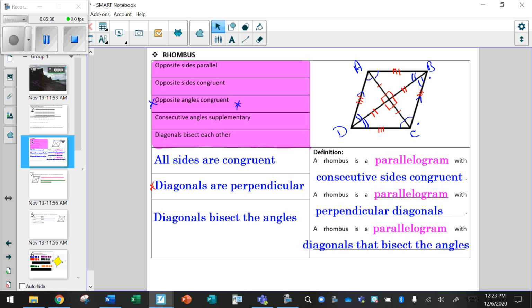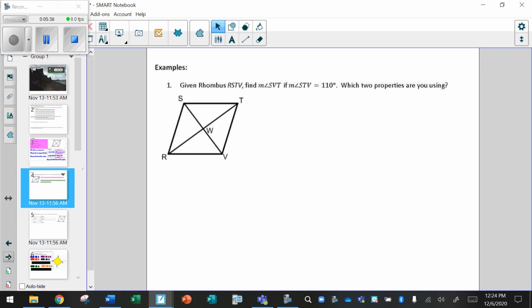Okay, so those are our rhombus properties. Let's put them into action. Given rhombus RSTV, find the measure of angle SVT if the measure of angle STV is 110. So pause the video, see what you can do, and then come back and we'll see how you did.